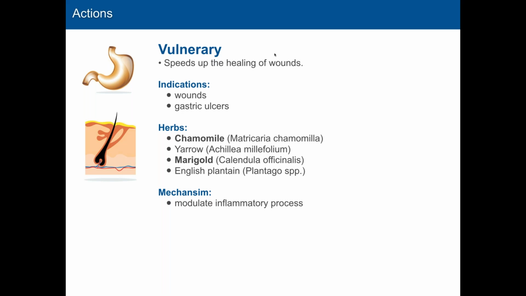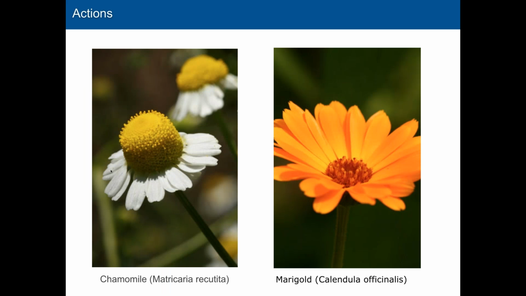Marigold or calendula is often used topically for burns and for wounds, but you can also use it internally for stomach ulcers as well. And English plantain, there's a few different species of plantain, can be used both internally and externally for wound healing and for ulcers. Okay. The precise mechanism for these could be a few different ways, but most of these will modulate the inflammatory process in general to accelerate the wound healing. So chamomile, that's, in my opinion, one of the best ones to use.